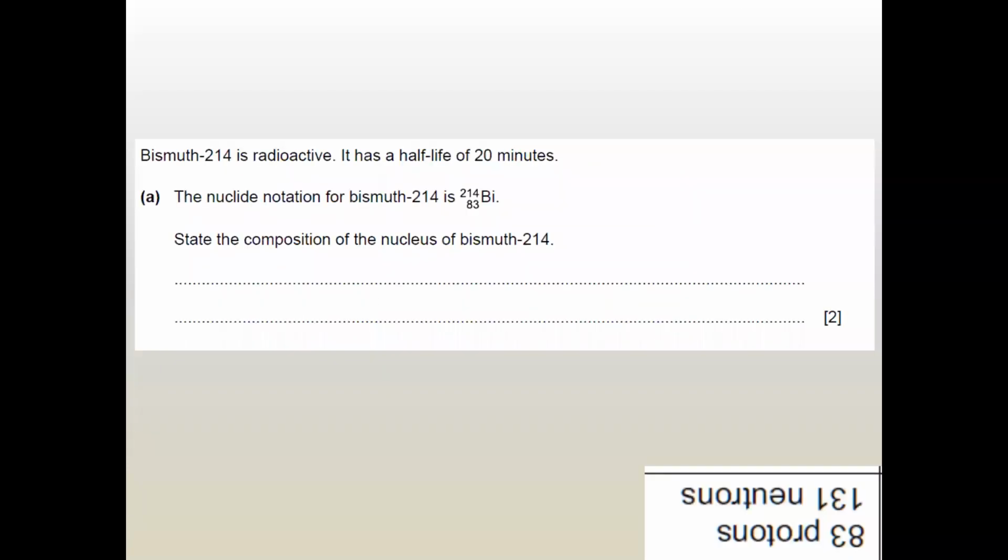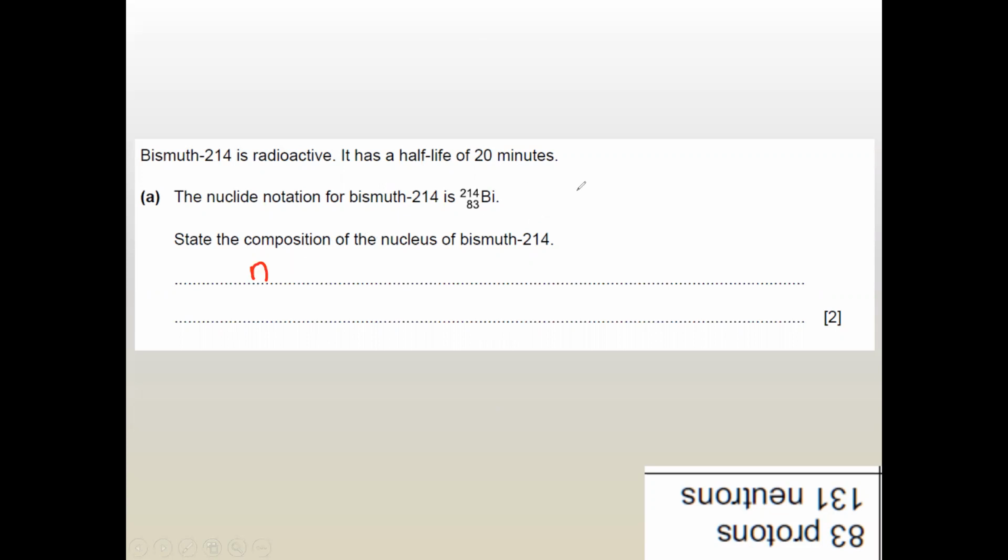Then bismuth 214 is a radioactive isotope with a half-life of 20 minutes. The nuclide notation of bismuth is given, 214 and 83. State the composition of the nucleus. Because in the nucleus we have neutrons and protons, there is no electron, so we don't have to write anything about electrons. So how to get the number of neutrons?